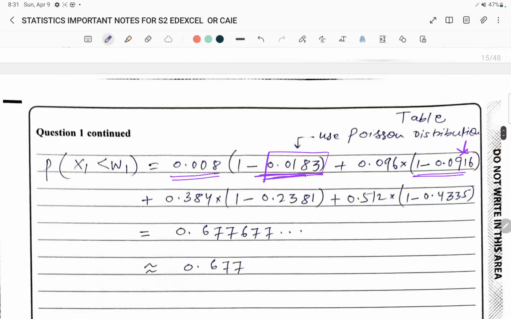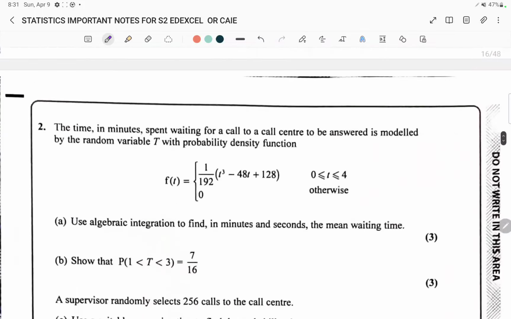Please check 0.0916, 0.2381 and 0.4335. Okay, so just calculate everything, you will get 0.677.